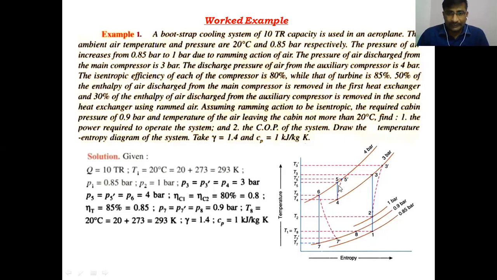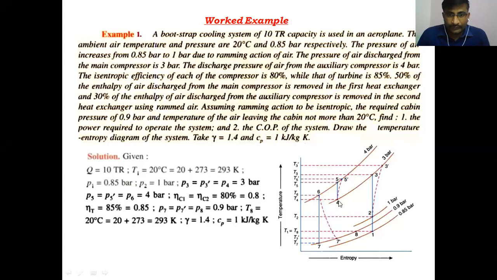Then the air enters the auxiliary compressor, in which 4 to 5 is the isentropic compression and 4 to 5 dash is the actual compression in the secondary or auxiliary compressor. Okay, students, 4 to 5 dash is the actual compression process in the auxiliary compressor. And 5 dash is the actual air condition after the auxiliary compressor.